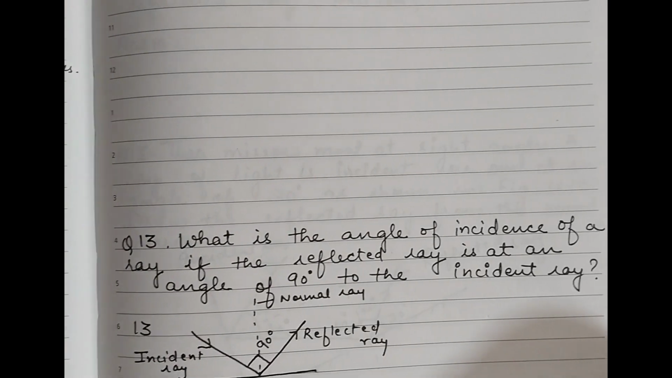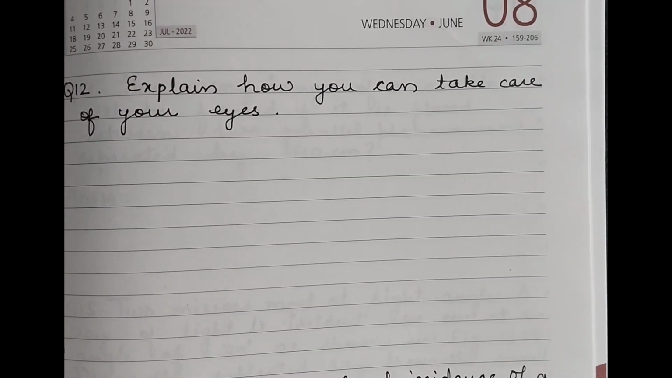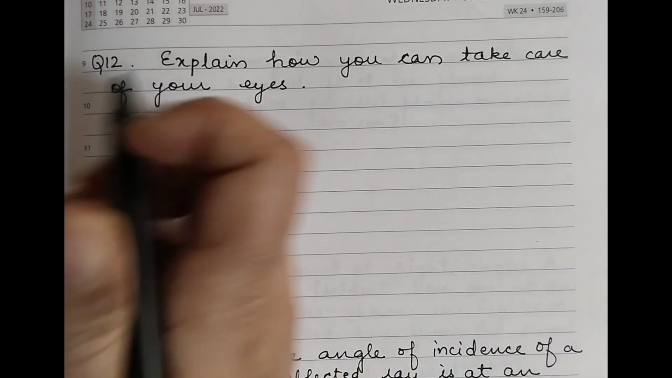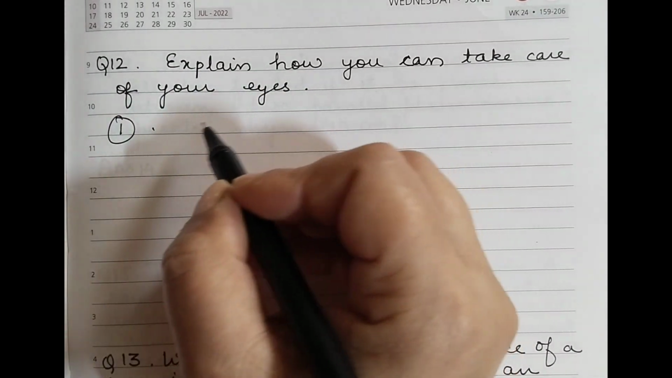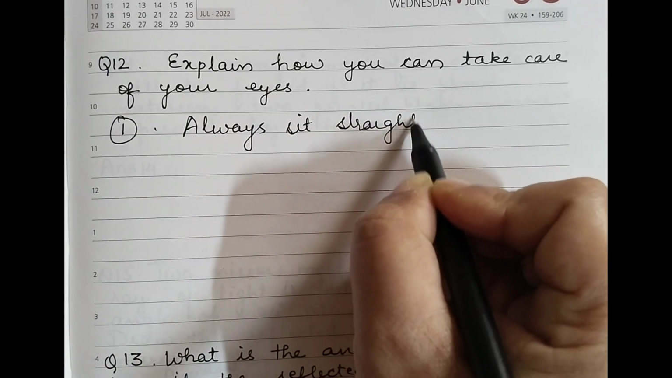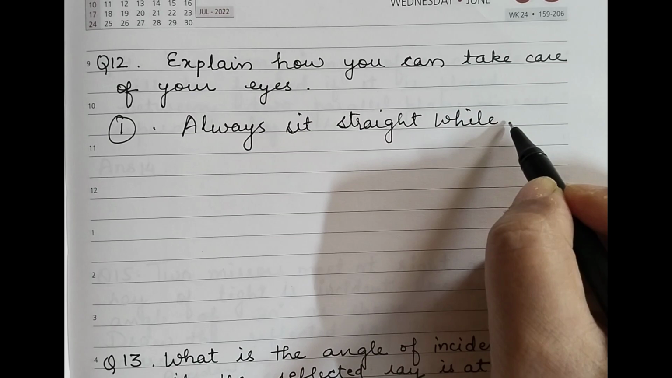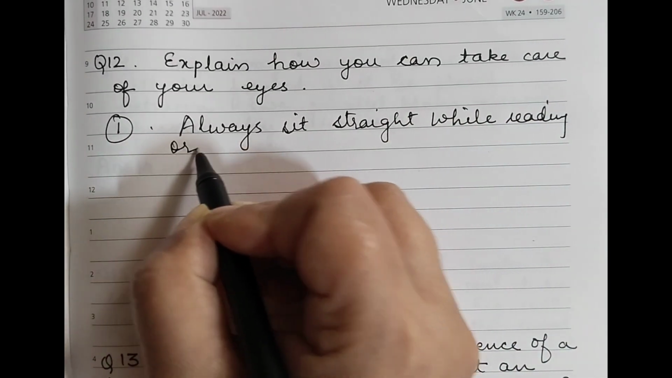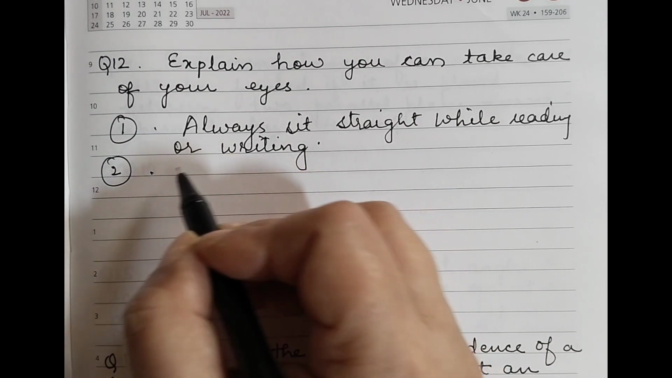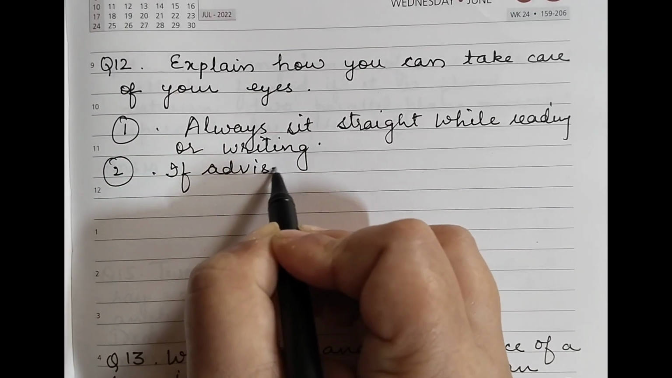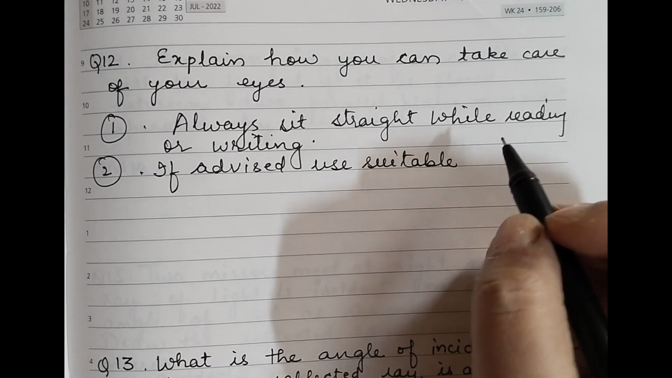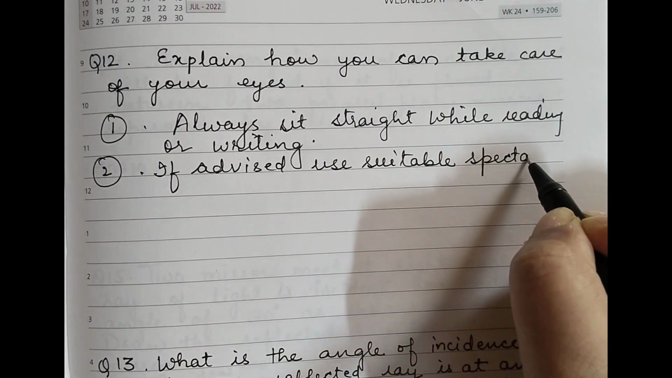Next question is, explain how you can take care of your eyes. Number 1, always sit straight while reading or writing. Always sit straight. Number 2, if advised, use suitable spectacles.